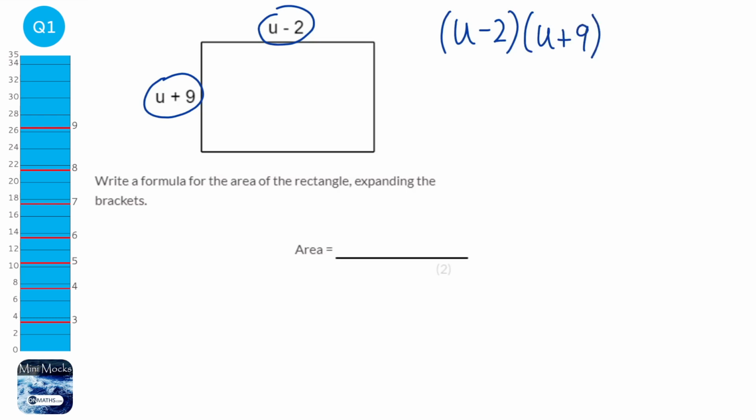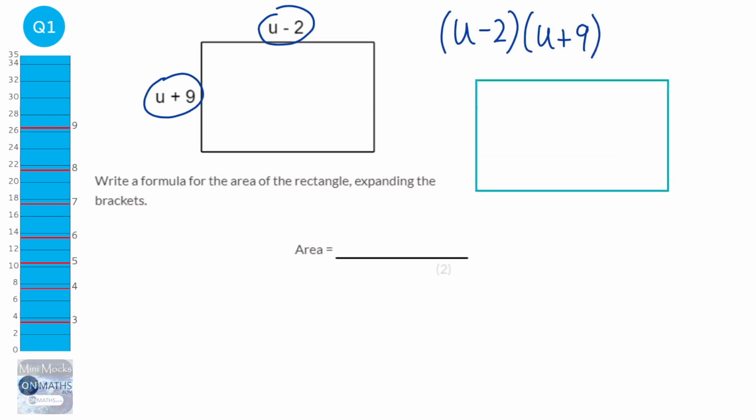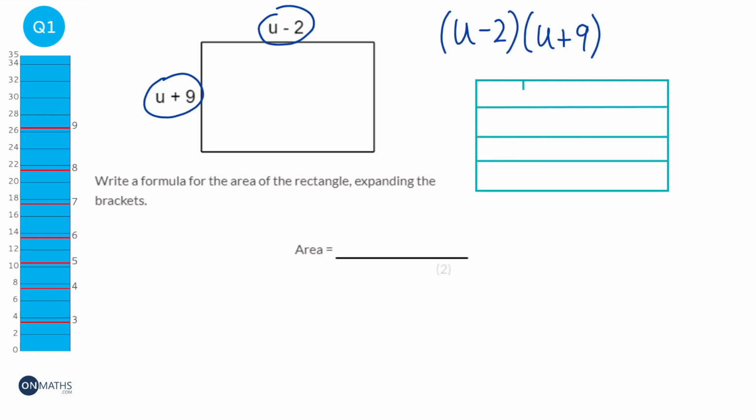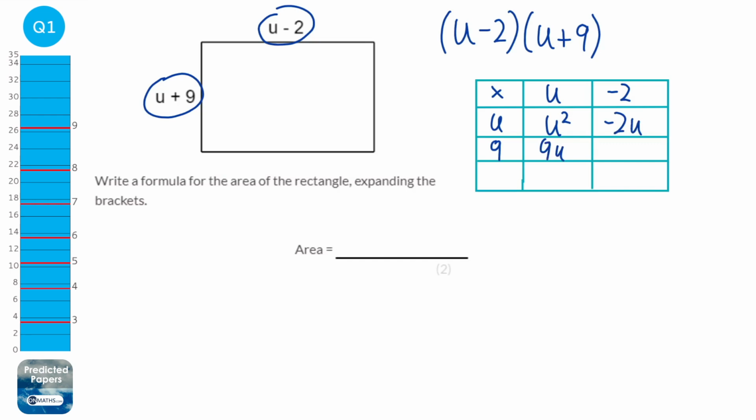Okay, and the way we do this is with our grid. I'm just going to draw out the grid. And so we've got u minus 2, and we're multiplying it by u plus 9. So we've got u times u, which is u squared, u times minus 2, which is minus 2u, 9 times u, which is 9u, and 9 times minus 2, which is minus 18.